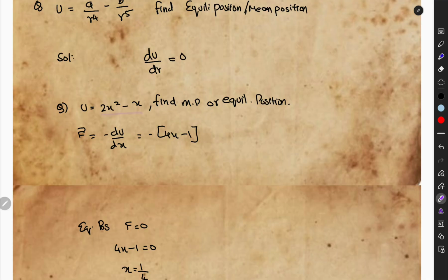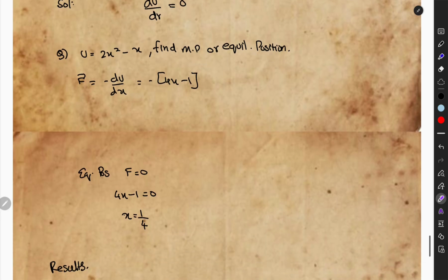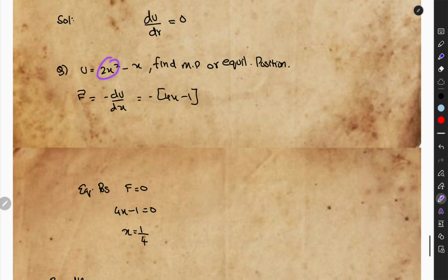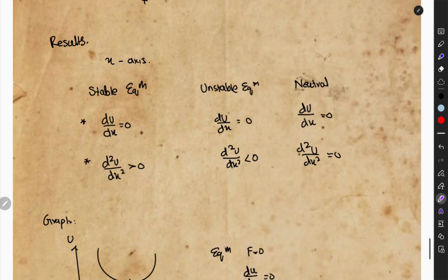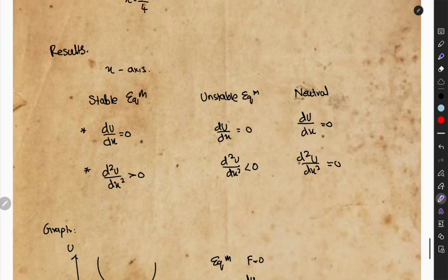we have been given an equation and asked to find the mean position or the equilibrium position. So differentiate it, which is 4x minus 1, since this becomes 1 when we differentiate it. Equate it to 0, F is equal to 0. So you will find the x value, which is the equilibrium position. So these are the results. Just remember these. Let's take only the x-axis in this case.